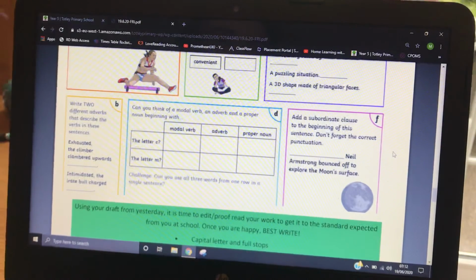So you need to start with a subordinate conjunction. As he was full of excitement, comma, Neil Armstrong bounced off to explore the moon's surface. There you go. Something like that. So start with a subordinate conjunction. A white bus, remember. And good luck with your writing.